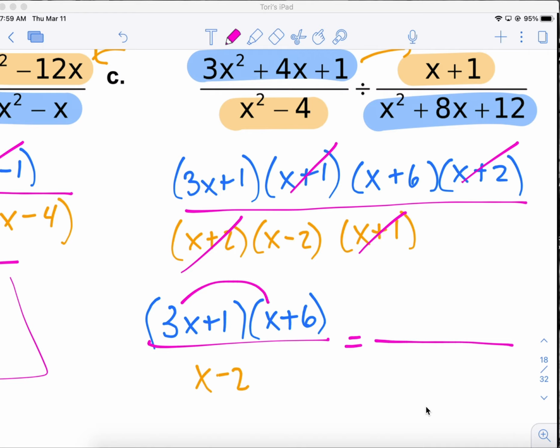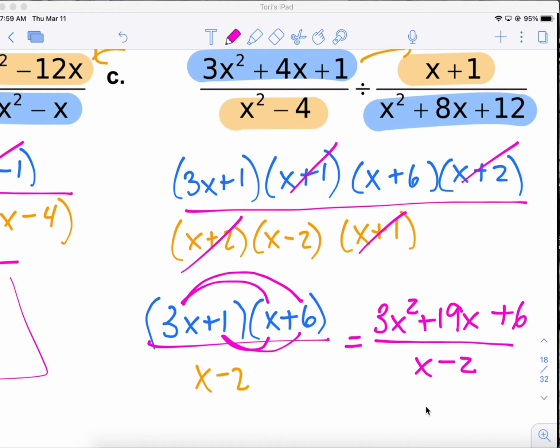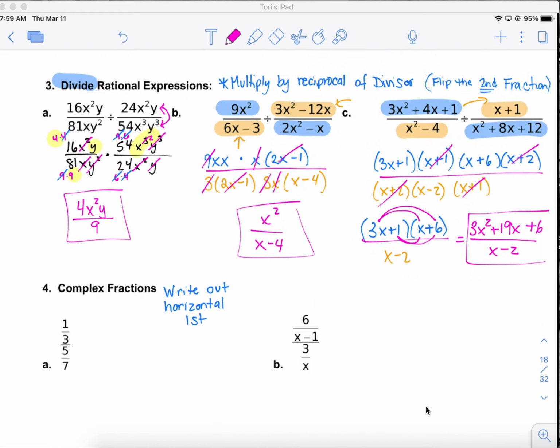So 3x times x is 3x squared. If I do 3 times 6, that's 18x, and 1x makes 19x, and 1 and 6 makes 6. My whole thing on the bottom is going to be over x minus 2. This is my final answer. If you need to pause anything on the division, go ahead and copy that down now. We are going to move into the last 2 problems, which is our complex fractions.